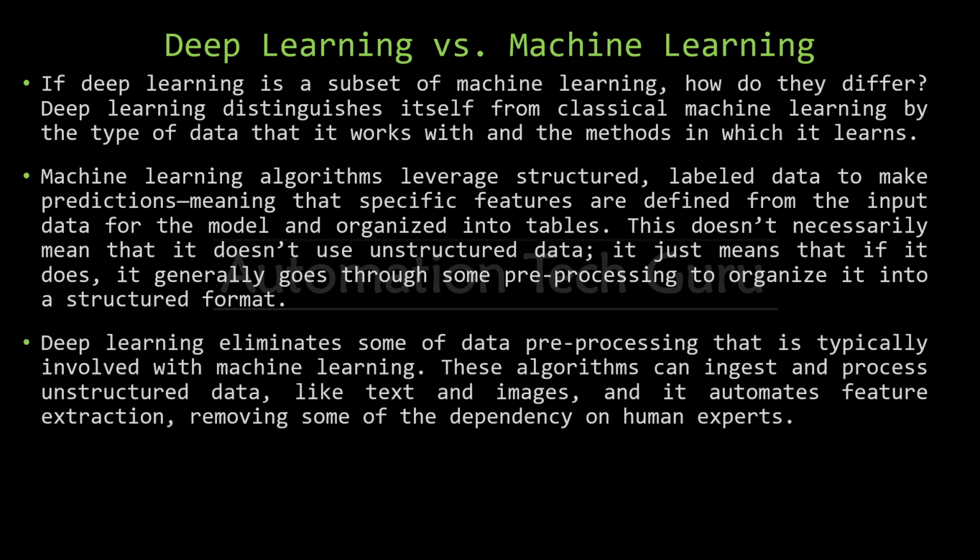Deep learning eliminates some of the data pre-processing that is typically involved in machine learning. These algorithms can ingest and process unstructured data like text and images, and it automates feature extraction, removing some of the dependency on human experts.